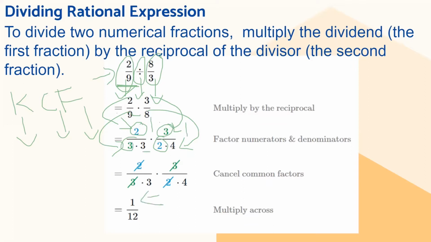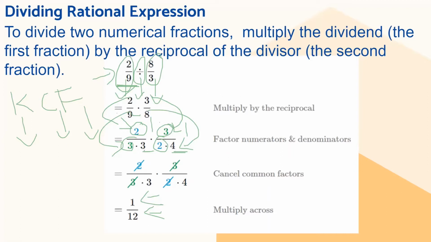At the top, you're left with 1 here, 1 here, you multiply across, you get 1. And at the bottom, you have 3 times 4, which gives you 12. So that is your final answer. It cannot be simplified any further. As long as your answer can be factored further, that is not your answer, because you are supposed to leave your answer in the simplest form. You have to leave it in the form that it cannot be further factored.